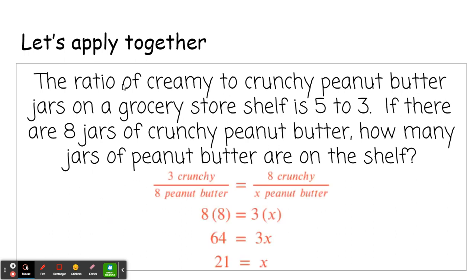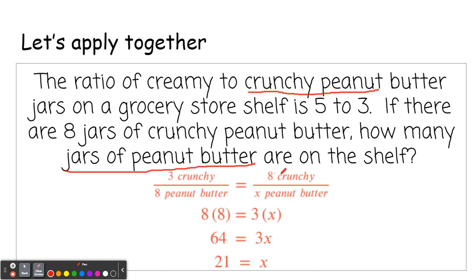So in this problem, I had to first figure out what I was comparing. I was comparing the ratio of crunchy peanut butter to the total jars of peanut butter. So not crunchy to creamy. You want to make sure what your comparison is. So I said, well, if I have 3 jars of crunchy, I have a total of 8 peanut butters, because I'm saying 5 creamy plus 3 crunchy is 8. So that's how I got those numbers here.